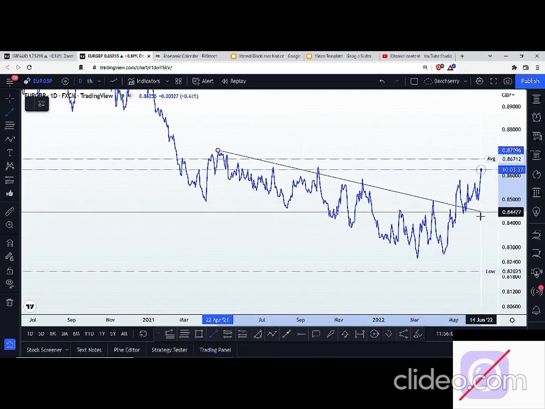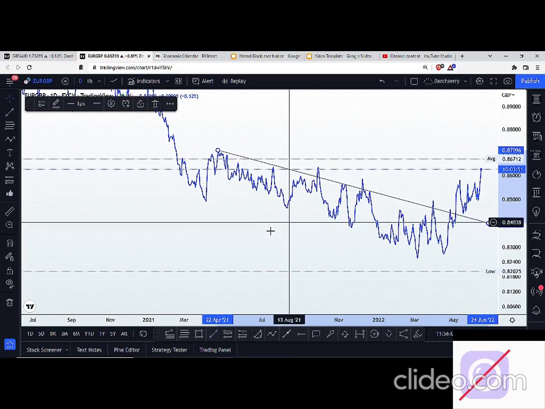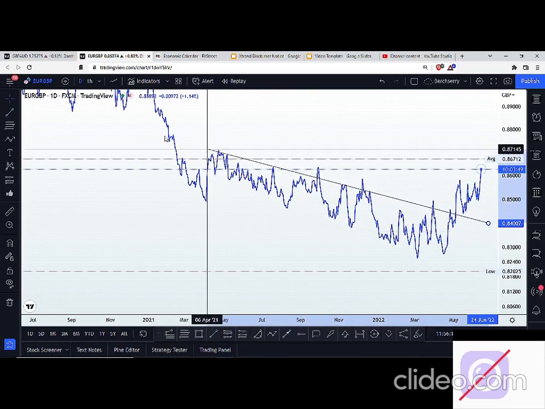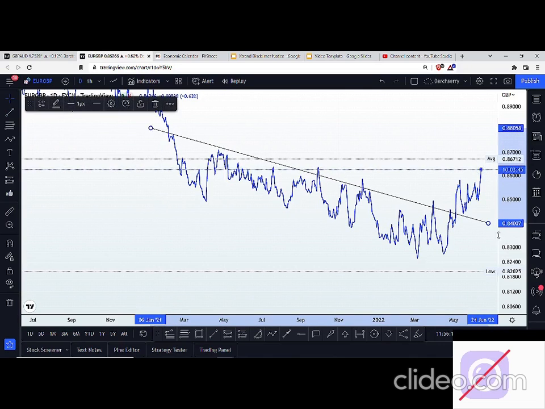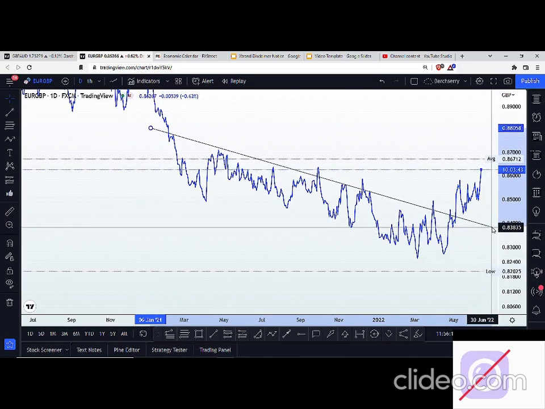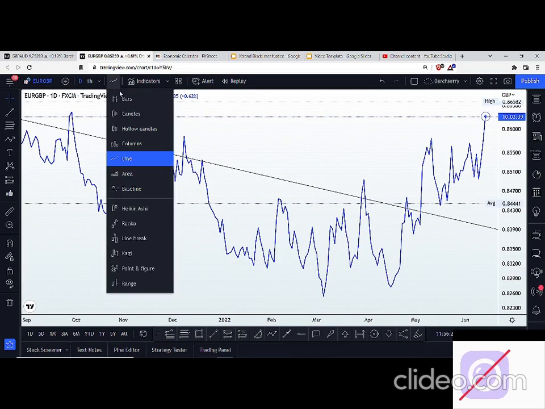Hold on a second. We have one here. So let's connect the majority. We have a major one here, and that's the bearish trend line, the first bearish trend line we could identify here on the Euro GBP. So this is the scenario we have here.